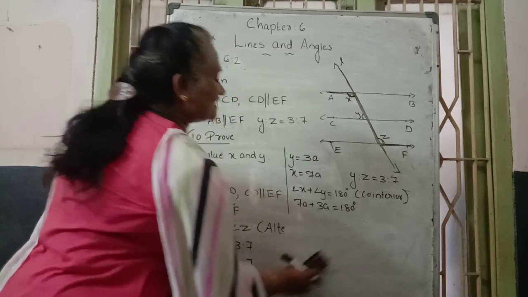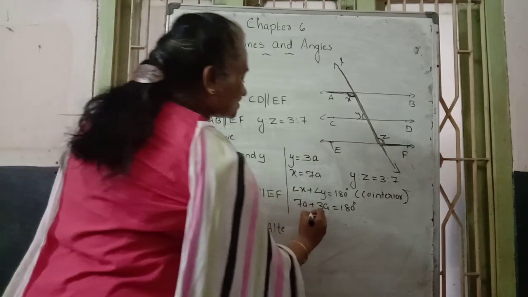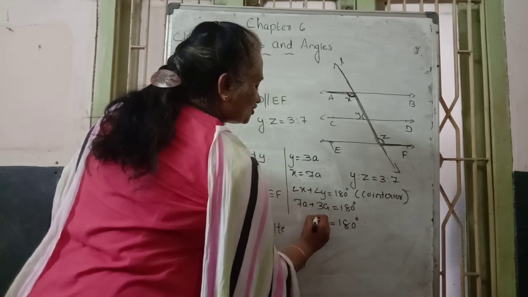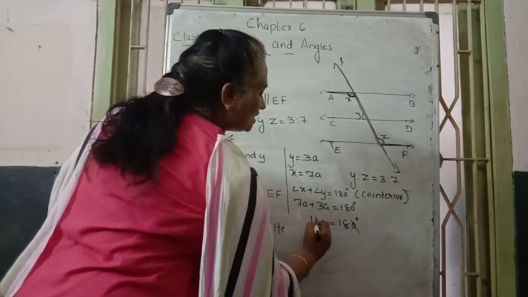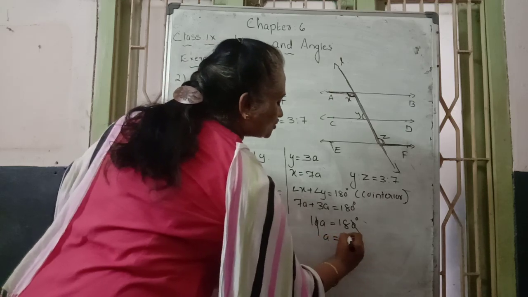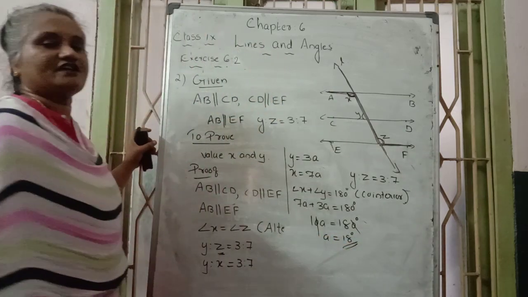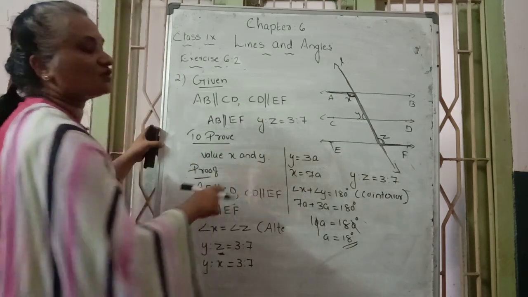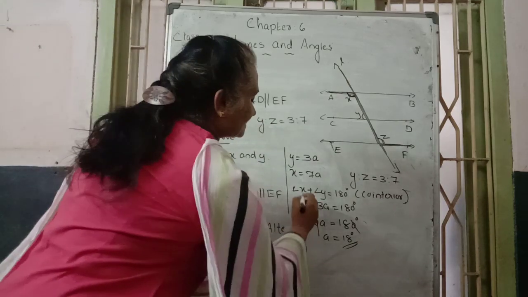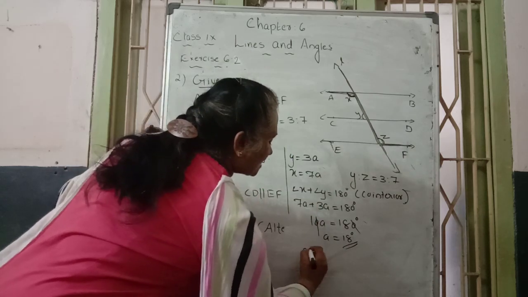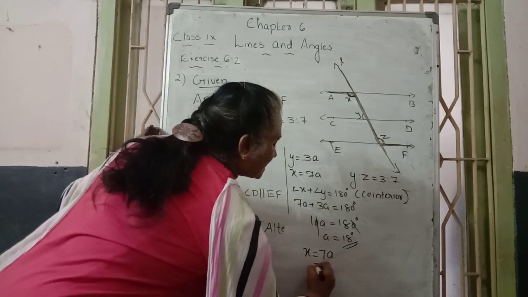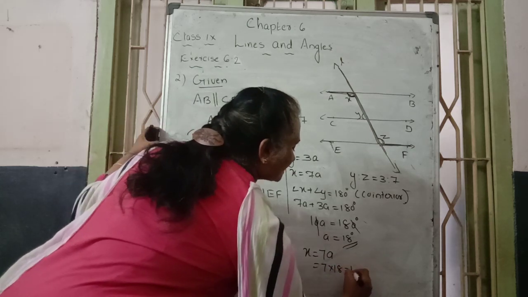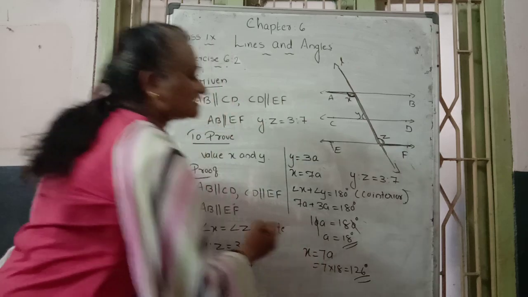Then next, 7 plus 3 comes to be how much? 10a is equal to 180 degrees. Here 0 and 0 cancel. So 1a, a is equal to how much? 18 degrees. Then find the exact value of x and y. X value we consider as 7a. That means a place 18, 7 into 18 becomes 126 degrees, the x value.